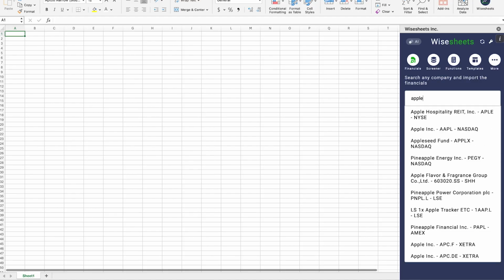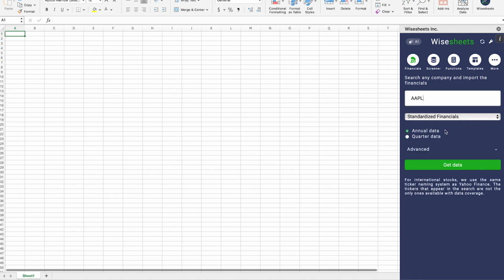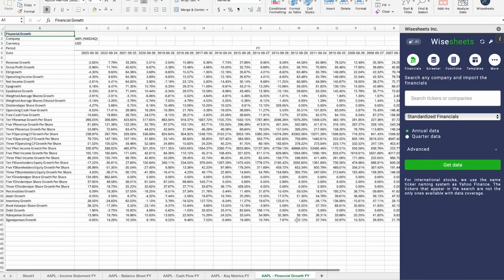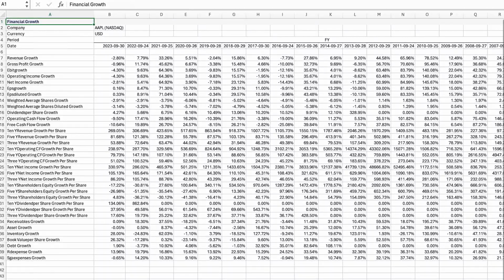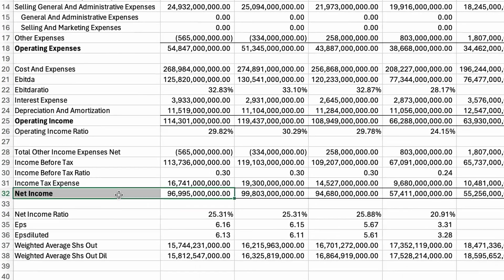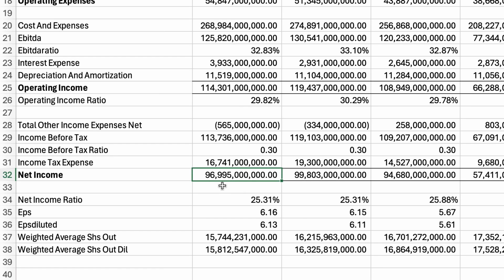For public companies, you can get the financial statements online, or you can use a tool like Whitesheets to get all of the financial data all at once, like this. As you can see in this case, the company does not have any preferred dividends, but we can see the net income right here. This is roughly $96 billion. And then over here we have the weighted average shares outstanding, which is roughly 15 billion.